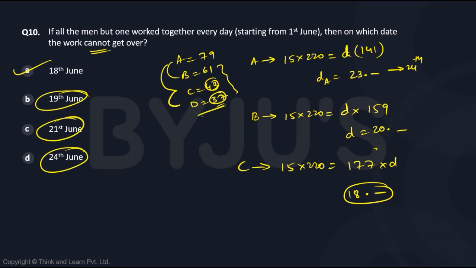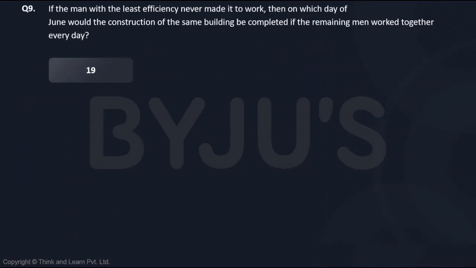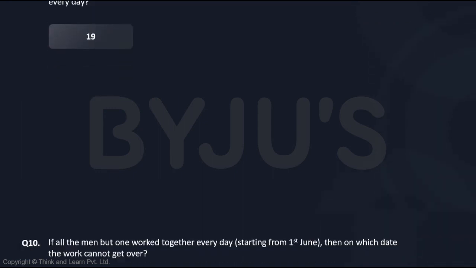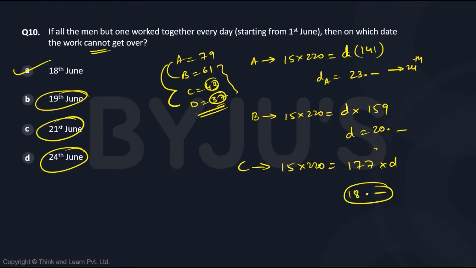But just to be sure, take a look at what happens when D does not work. In fact, we calculated this in the previous question itself. It will be the 19th day when the work will be completed. So even if the least efficient person does not work, it will take 19 days. So you cannot finish the work on 18th June at all. Right? You cannot finish the work on 18th June at all. So that's your answer.